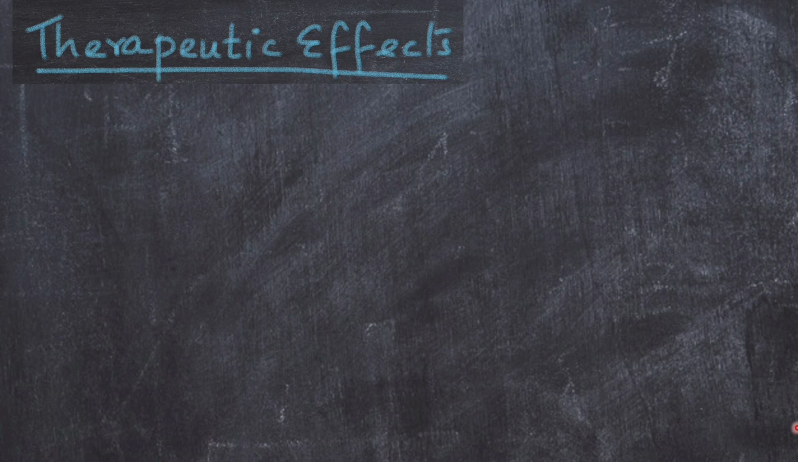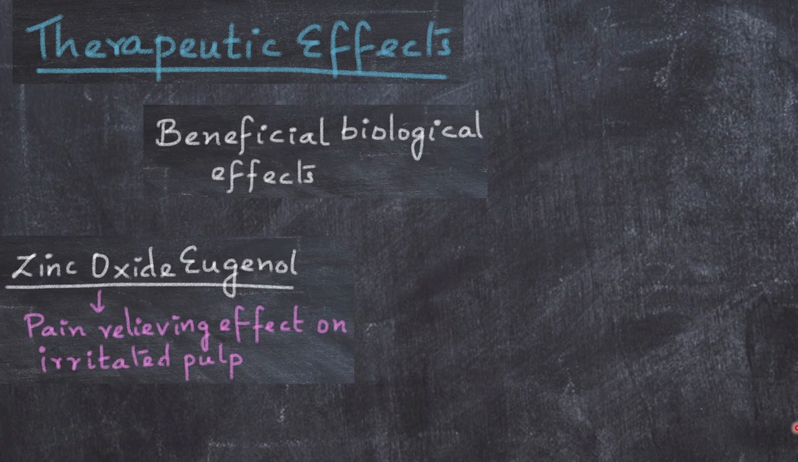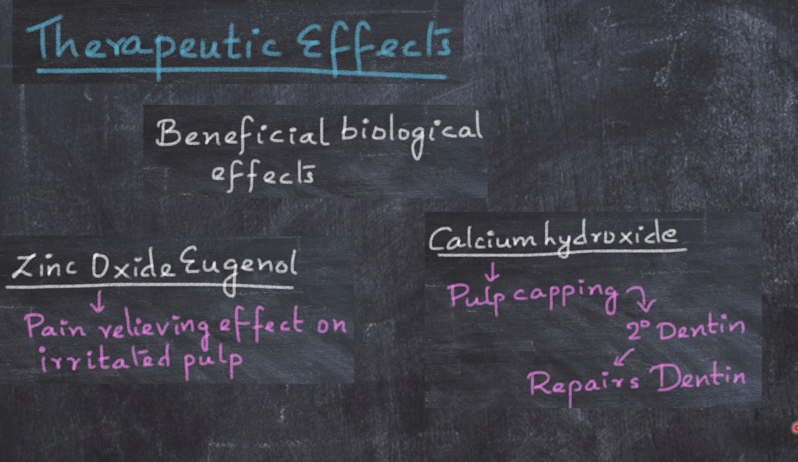of the dental materials. So for example, it is the zinc oxide eugenol. It has a pain relieving effect on an irritated pulp, so it is used as a cement material. Then calcium hydroxide, which is used for pulp capping, has the ability to produce secondary dentine, thereby helping in repair of dentine, especially when it's used as a direct pulp capping material.